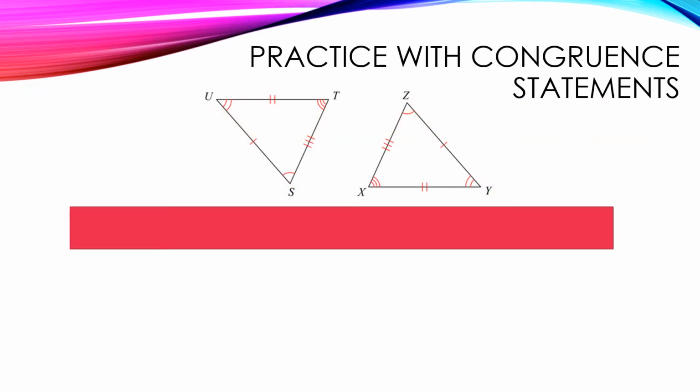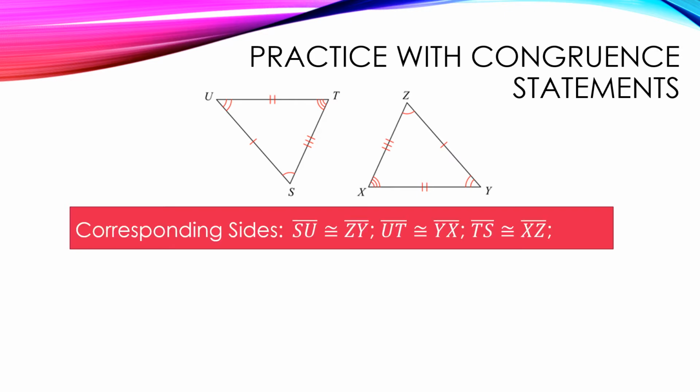Okay, practice with congruent statements. So our corresponding sides here, you want to kind of match it up. So what I'm doing when I do this is I kind of do a circle, a square, and a triangle. So if I'm looking, S matches with Z because they both have that single tick mark there. Y matches with U, and then X matches with T. Okay, or you can color code it with a colored pencil or a highlighter, whatever you want.